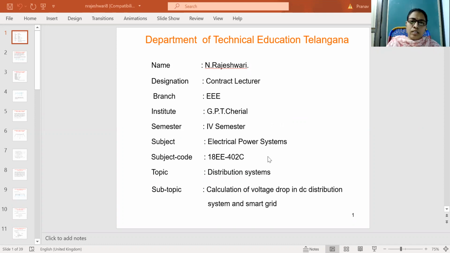In that, the present topic is distribution systems. In distribution systems, the topic I want to deal with in this class is calculation of voltage drop in DC distribution systems and also smart grid technology.